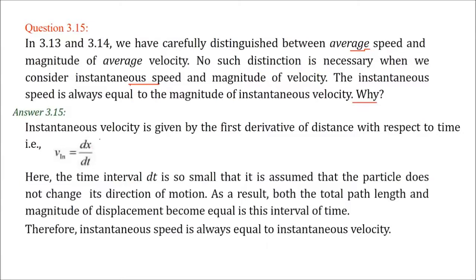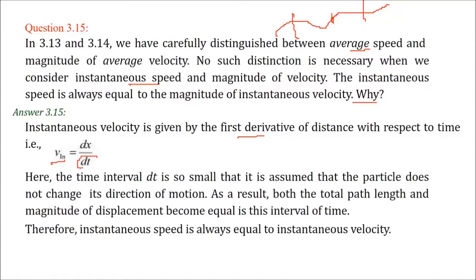The idea is, if the path is like this and we take an interval, we find the average speed or average velocity. But when we have to find it at a certain point, some specific point, we call it instantaneous velocity, and instantaneous velocity is simply the first derivative of distance with respect to time. So it is dx by dt.